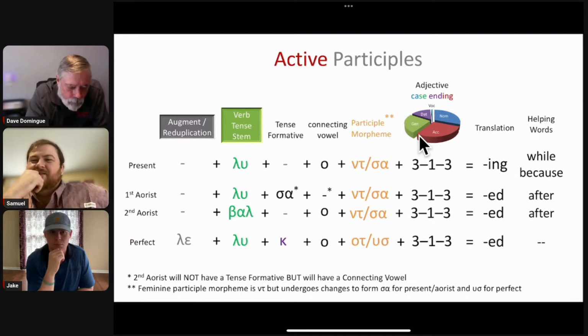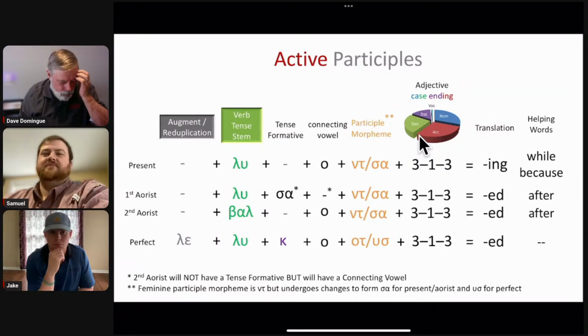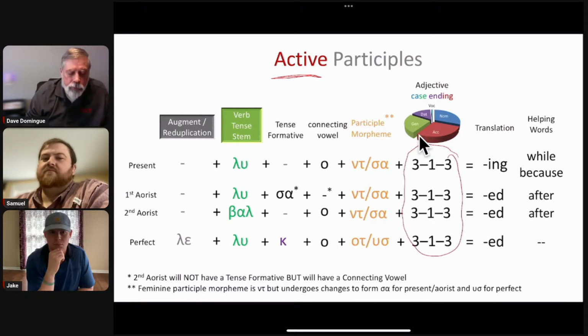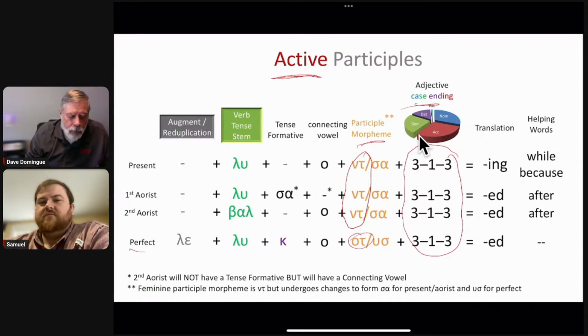All right. Okay, here's one of my favorite charts, and this is one of the things I was redoing today, trying to make it a little more complete. Active participles. All right, what do we say about active participles? They're going to use the 3-1-3 declension pattern for our case endings. They're going to use the nu tau for our participle morpheme, except for perfect, which we haven't done yet. And so these are all consistent for us.